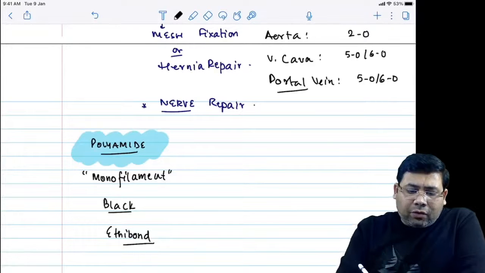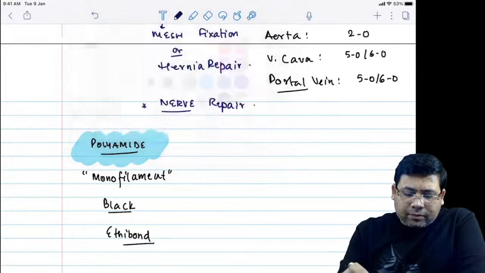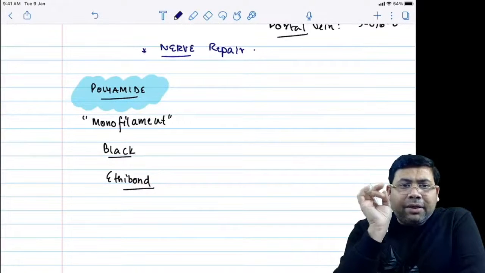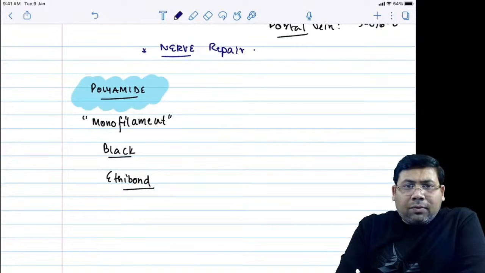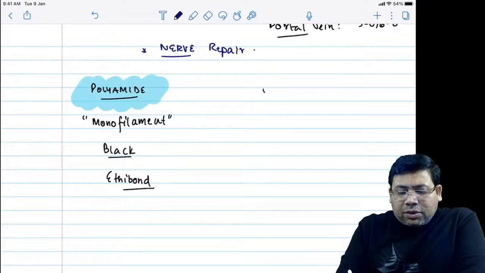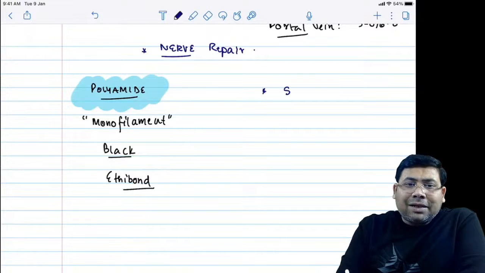The next important thing that we all have to discuss here is monofilament, black, Ethilon. Let us talk about the use. It is used for skin approximation.